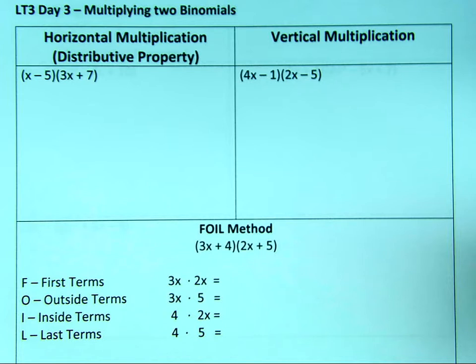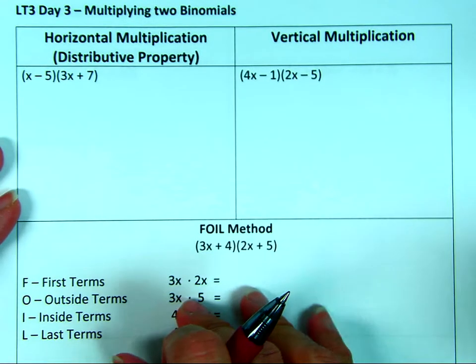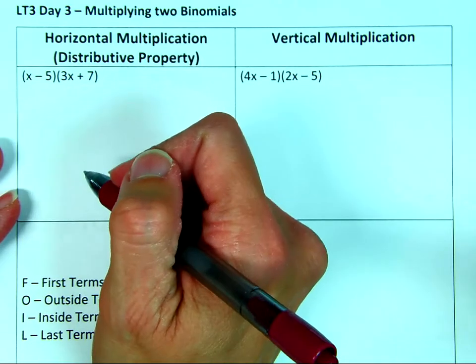So we have two binomials. I'm going to show you three different methods, and then you get to decide which method you like the best. So again, we're going to try the horizontal method, the vertical method, and then I'm going to show you this method called the FOIL method, which some of you may remember.